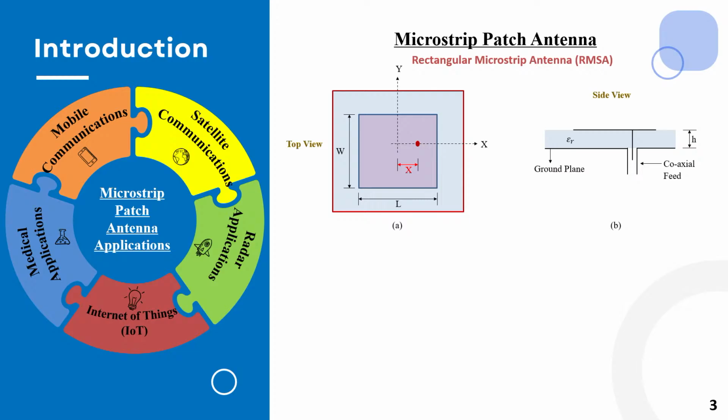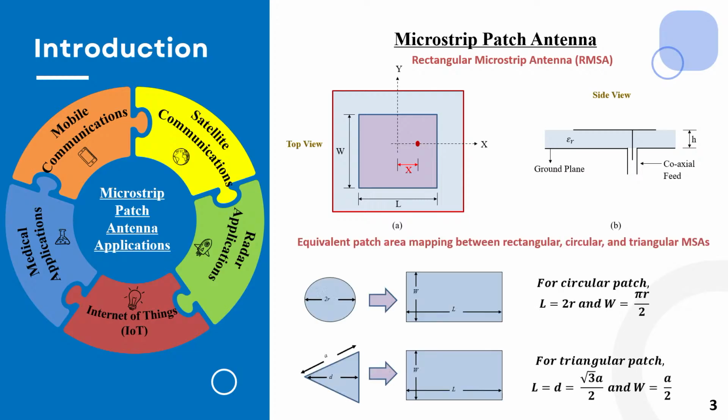Now, since I am talking about the rectangular microstrip patch antenna, it doesn't mean that other shapes are not important. We also have circular patch antenna and triangular patch antenna. They are also equally important depending upon the application. But right now we are talking about rectangular because they can be equally mapped to different structures. As you can see, a circular patch with radius r can be represented as a rectangular patch of length 2r and width πr/2. So that's why we are going to just talk about the rectangular patch antenna.